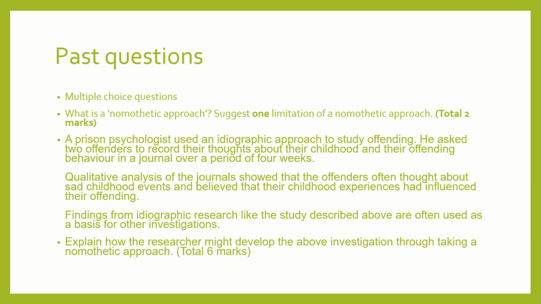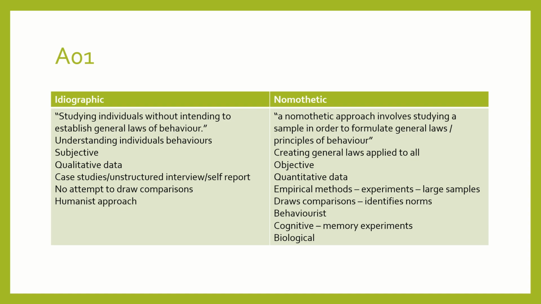So you could get a question as simple as, what is a nomothetic approach, and suggest one limitation, so 1 mark for the definition, 1 mark for the limitation. Or you might get an example here, explain how the researcher might develop the above investigation through taking a nomothetic approach. So they've presumably described an idiographic approach, and you've got to suggest how to extend it. So AO1, AO3 and AO2 questions there, and of course you could get the classic 16 marker as well.